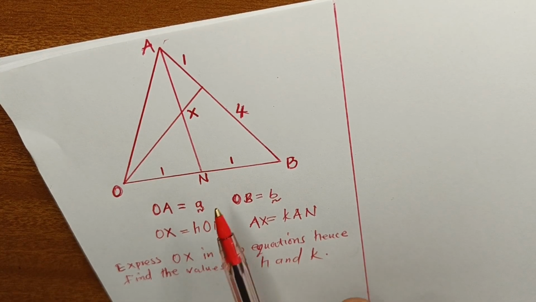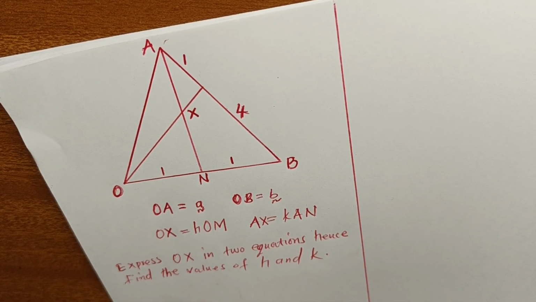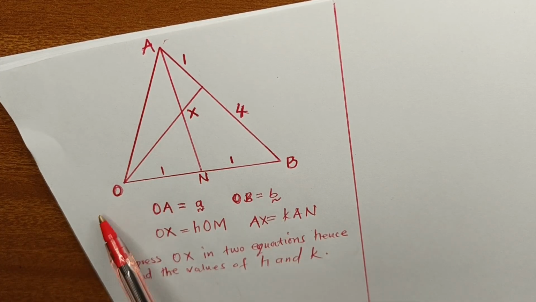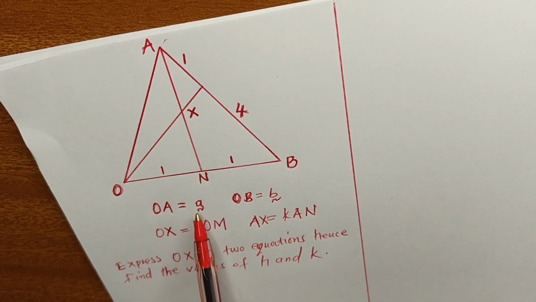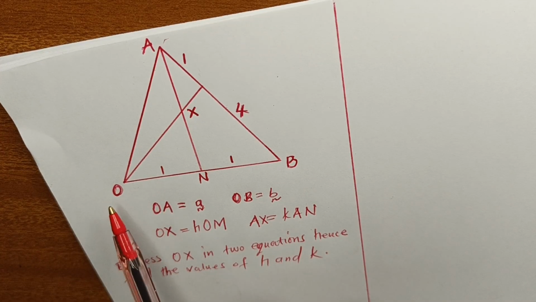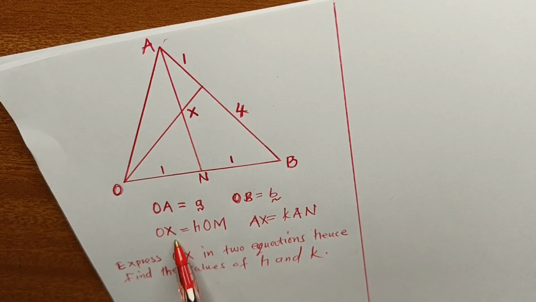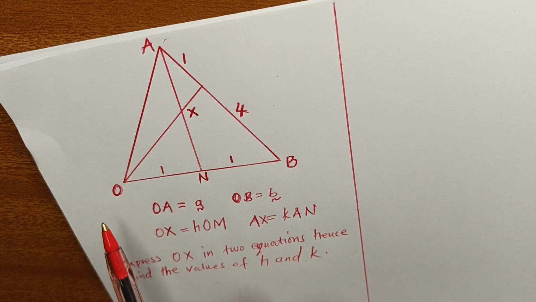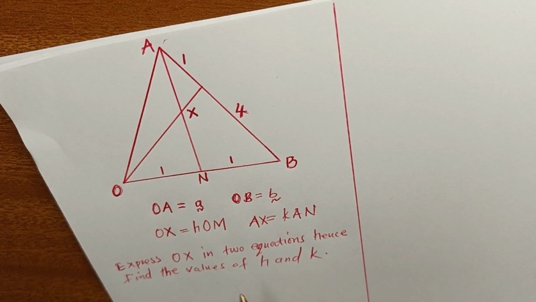Let's solve this vector question. We'll be given a diagram, a triangle, which says OA is vector a and OB is vector b. We've been given that OX is hOM and AX is kAN. Express OX in two equations, hence find the values of h and k.